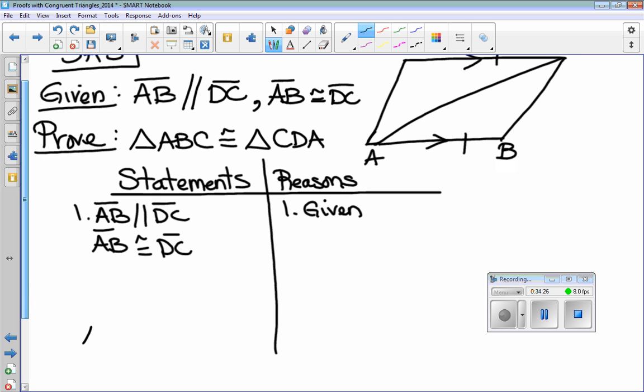We know what we're asked to prove. Can you tell me how many steps this is going to be? 4. It is a 4-step proof. I agree. So let's make sure we know what are the 2 steps that we're going to have to add into our proof.